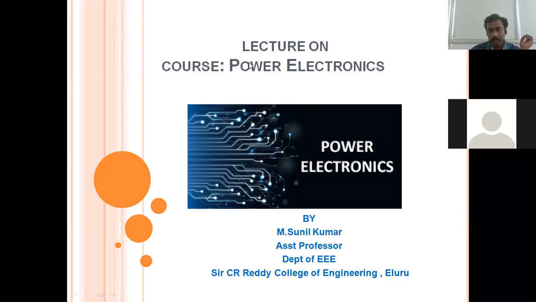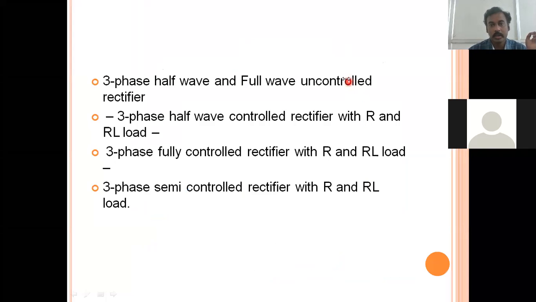Okay, so in the morning session we considered three phase half wave and full wave uncontrolled rectifiers. What is the difference between a controlled rectifier and an uncontrolled rectifier? Nothing but simply placing diodes in the case of an uncontrolled rectifier and SCRs in the case of a controlled rectifier. Okay, so three phase half wave and full wave uncontrolled rectifier, and three phase half wave controlled rectifier with R and RL load. So this is what we considered.